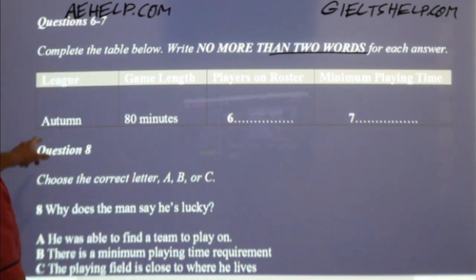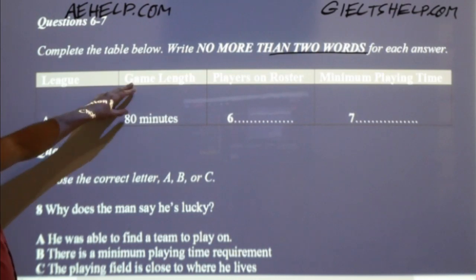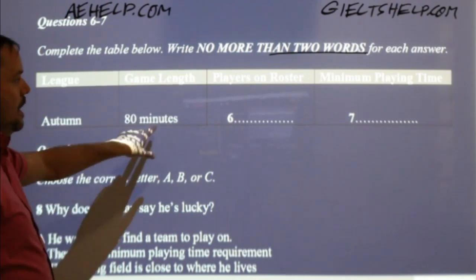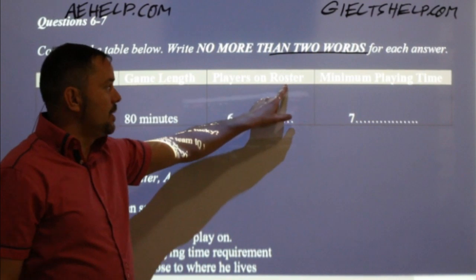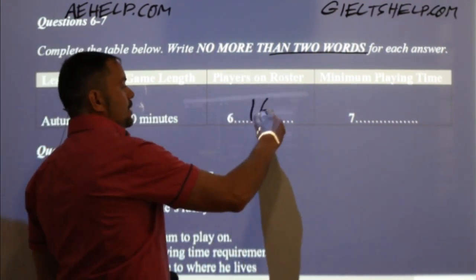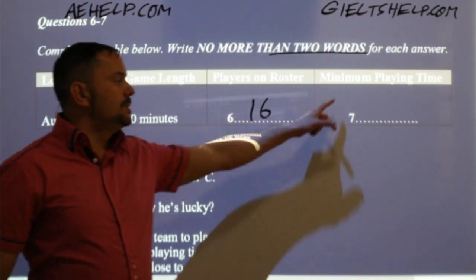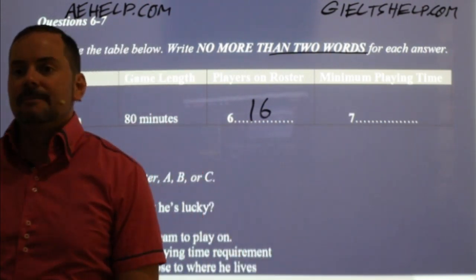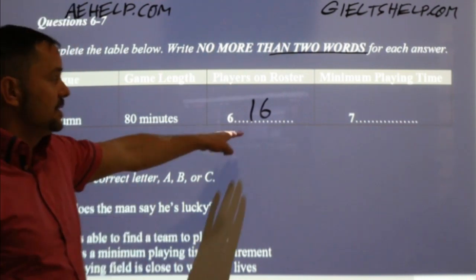Okay, the league, it's an autumn league. The game length, 80 minutes. And the players on the roster, how many players on the roster? 16, very good. Okay. And what's the minimum playing time? So for this, all you need is the number, 16.